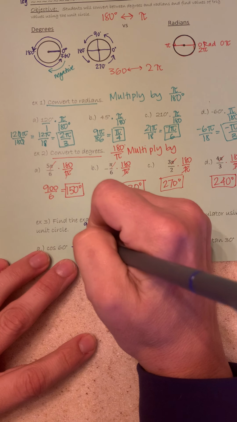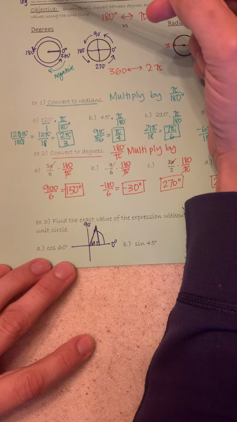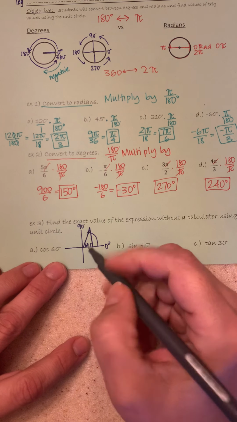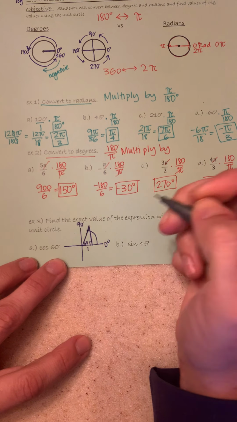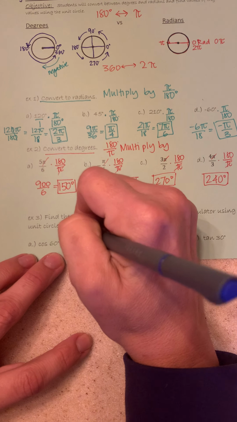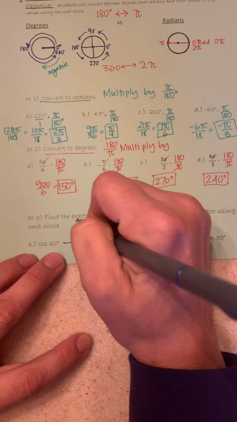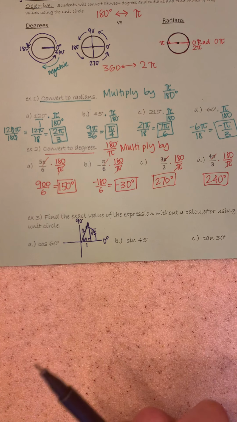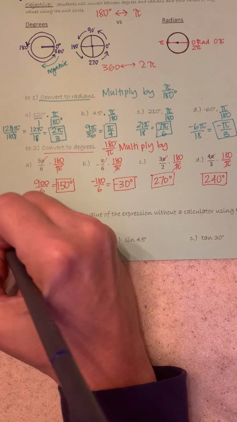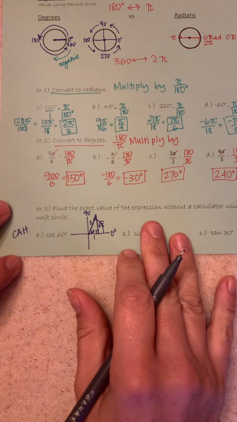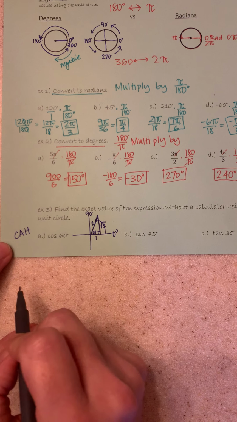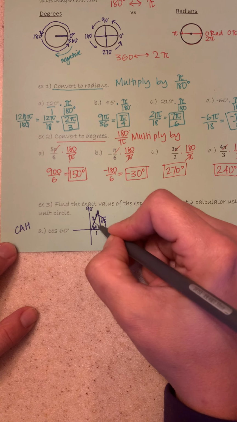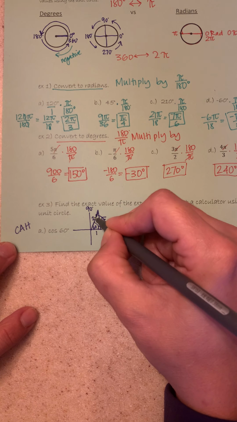Now, if this is a 60-degree angle, go back up to our 30, 60, 90 triangle up here. So this would be 1, this would be my short side, this would be 2, and this would be the square root of 3, just from what I know about 30, 60, 90 triangles. So if you guys remember, cosine is CAH. So cosine is adjacent over hypotenuse. So if I'm talking about the cosine of 60, the adjacent to 60 degrees is 1, and the hypotenuse is 2.